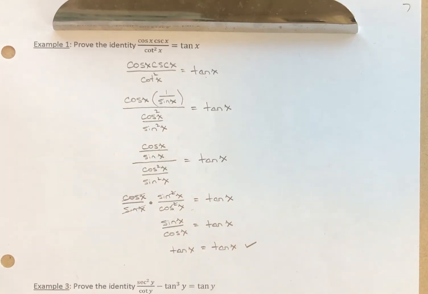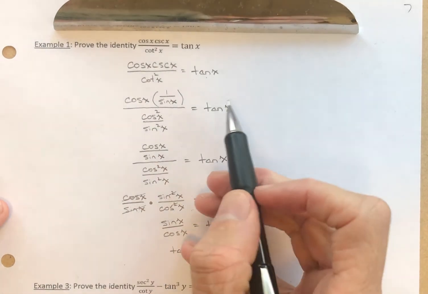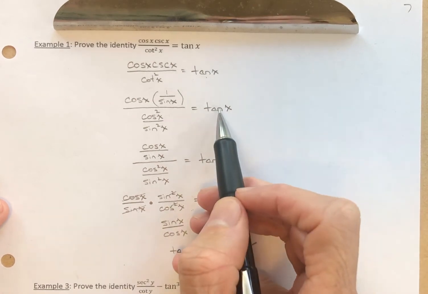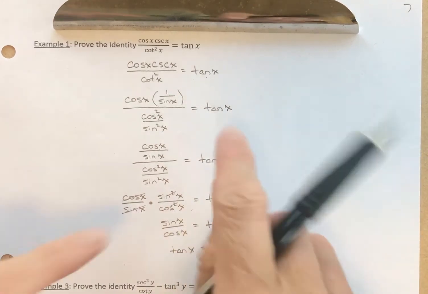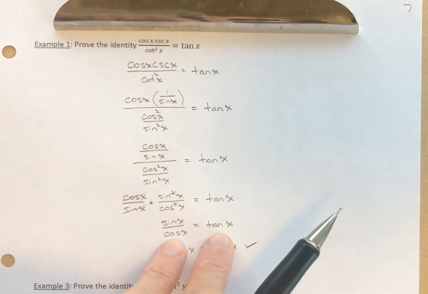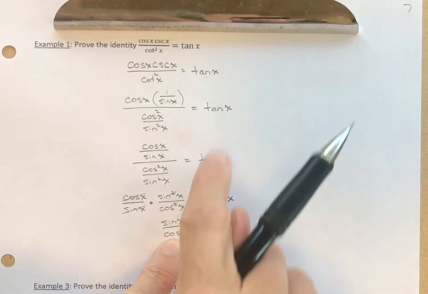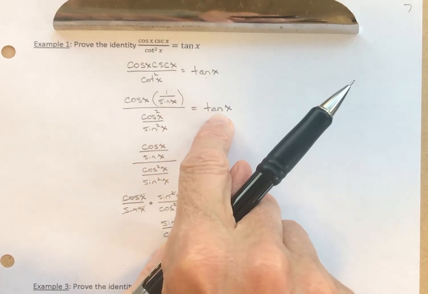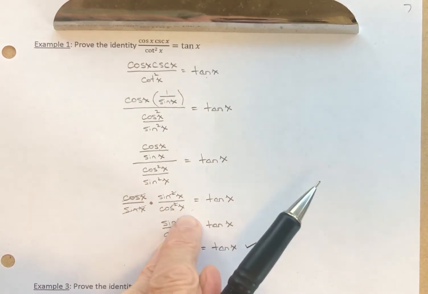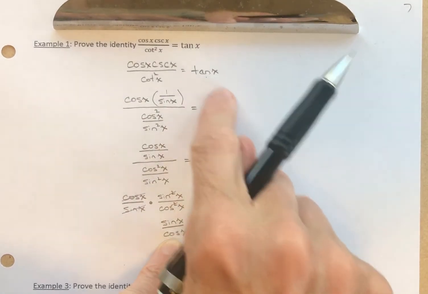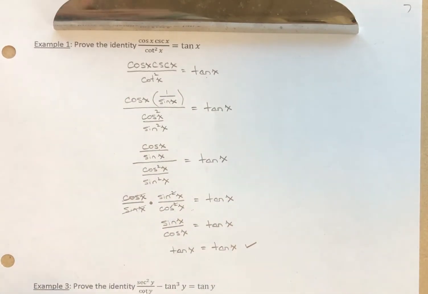Now, that was the way I chose to do that one. If I had rewritten the tangent as the sine of x over cosine of x and followed that down, I would have stopped right here, because I would have had sine of x over cosine of x equals sine of x over cosine of x. I chose to leave it, just my choice.